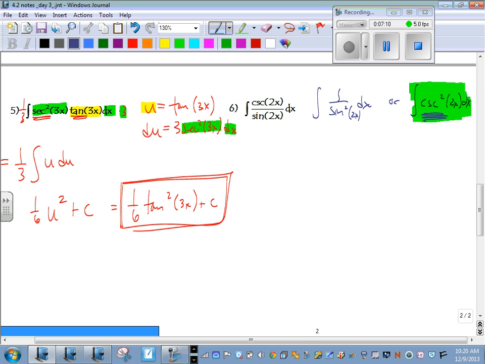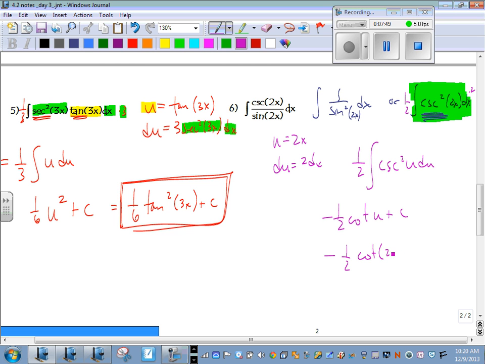And all we have to do then is set u equal to 2x. That would mean du is 2 dx. So we need a 2 inside here. We can multiply the inside by 2 and the outside by 1/2. So we have 1/2 times the antiderivative of cosecant squared of u du. And like we said, antiderivative of cosecant squared is just negative cotangent of u. So we end up with negative 1/2 cotangent of 2x plus c.